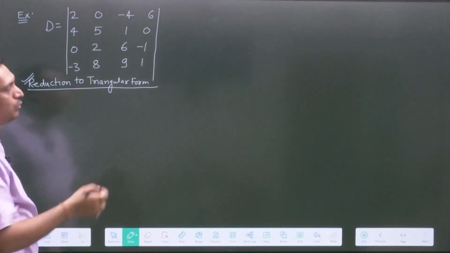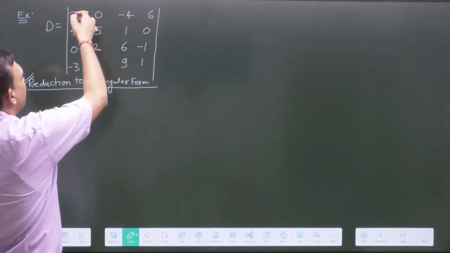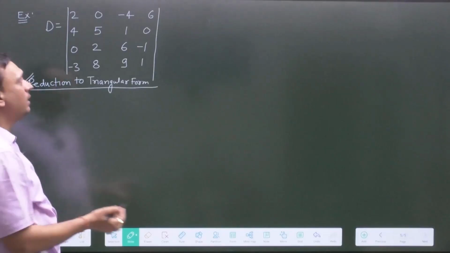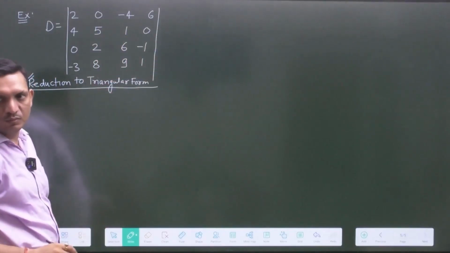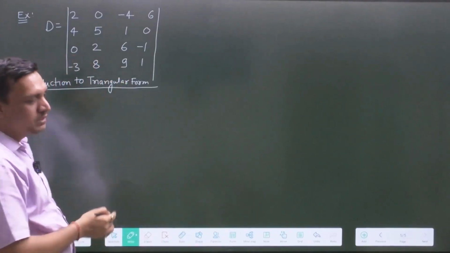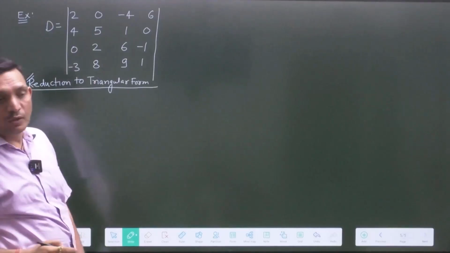Otherwise, you have to expand about this particular row. For each element, you will get a 3 cross 3 determinant. Then further you have to expand it, so you will get the answer. But if you can apply elementary row operations and reduce it to triangular form, just multiply the diagonal elements. So I am discussing that method.